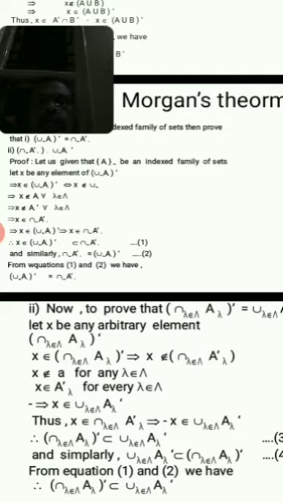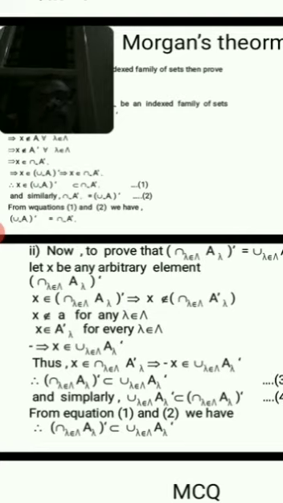Call it result number 1. And similarly, the intersection of A' is a subset of the complement of the union of A. Call it result number 2. From results 1 and 2 we come to the conclusion that the complement of the union of A equals the intersection of A'. So this is the application of De Morgan's law, and it is the proof of De Morgan's theorem.